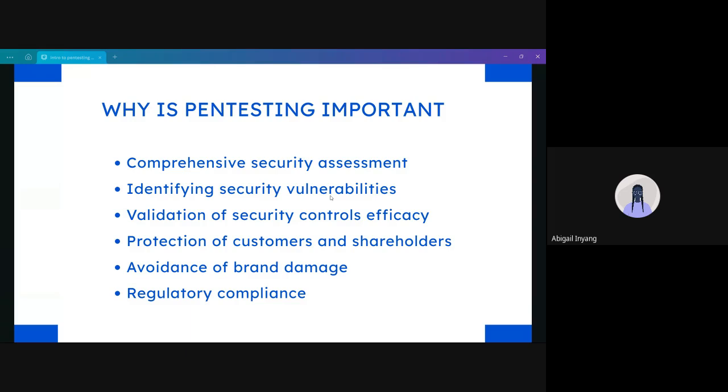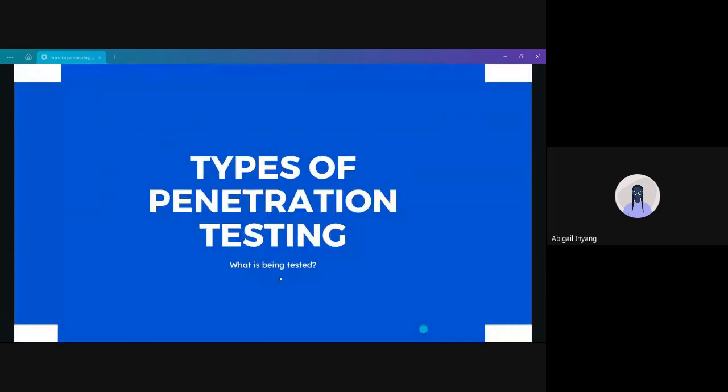So pen testing helps to inform the company if they are actually following those standards, if they're actually protecting the card details of their customers. These are all the reasons I can explain on why pen testing is important. Next up, we are going to talk about the types of pen testing.